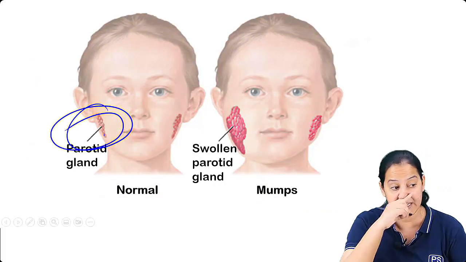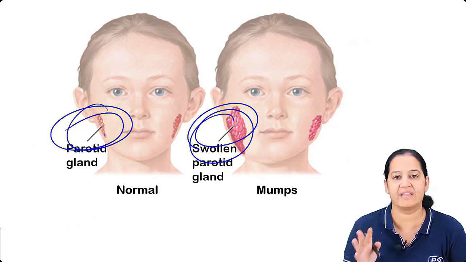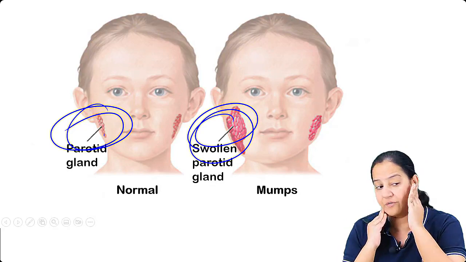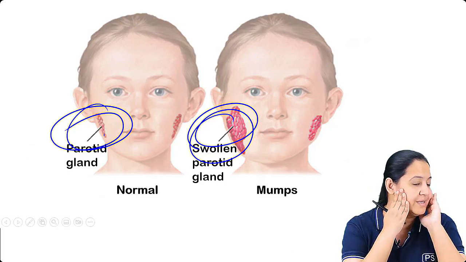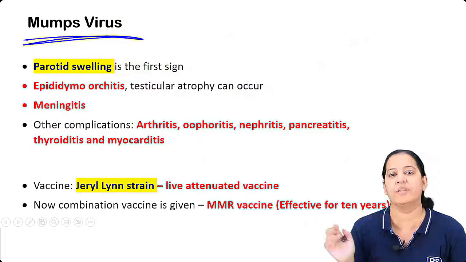You will always get a question on the parotid swelling. The boy has a parotid swelling. The question will start like this: either the parotid swelling, or they will mention swelling in front of the ears. In front of the ears, we have the parotid gland. So that is the typical clue in the question.